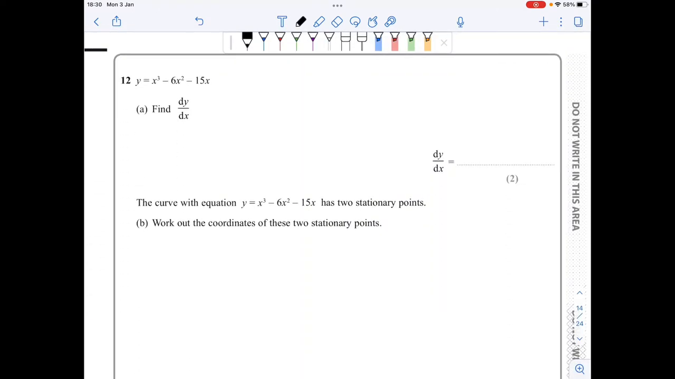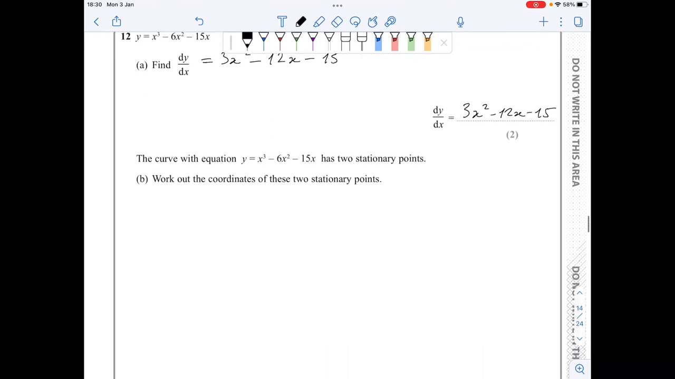For part A, I'll find the derivative. Now x cubed becomes 3x squared, minus 6 times 2 is 12, x to the power of 1, minus 15. And this is the derivative.